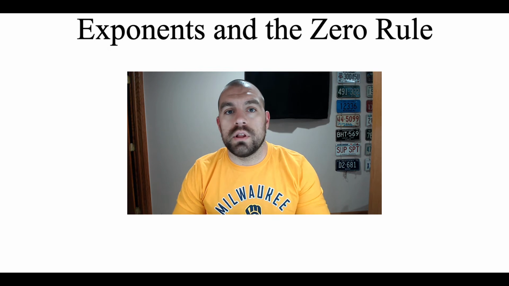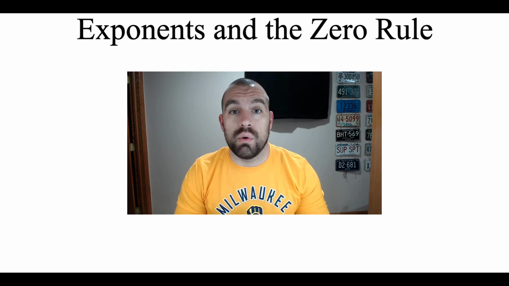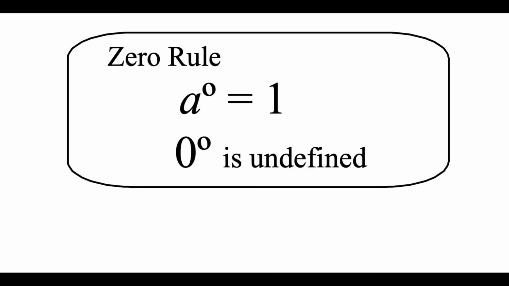In this video, we're going to be looking at exponents and the zero rule. Now here I'm going to give you the rule first, and then I'm going to talk about why it works in just a little bit. So the zero rule for exponents says if you raise some number or some variable to the zero power, that's always going to equal 1. Unless you raise 0 to the 0 power, then that's undefined. So let's talk about why these work.